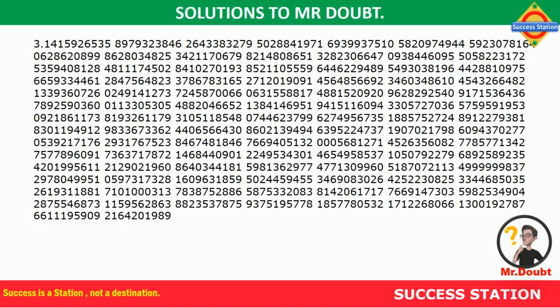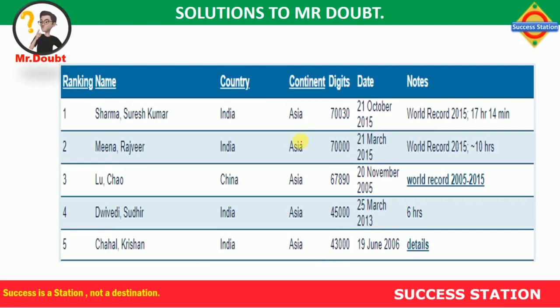And it may interest you, or make you proud, to know that India presently holds the record for memorizing the maximum number of digits of pi. Suresh Kumar Sharma, since 2015. Before him, the record was held by a Chinese, from 2005 to 2015. But as you can see, four names out of the top five are Indians. He has memorized up to 70,030 digits. Clear?